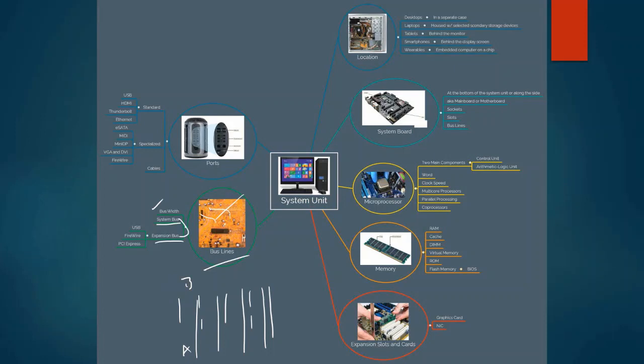Your system bus connects the CPU to memory on the system board, while the expansion bus basically allows you to connect the CPU to other components on the system board, including your expansion slots. Examples would be USB, FireWire, and PCI Express.